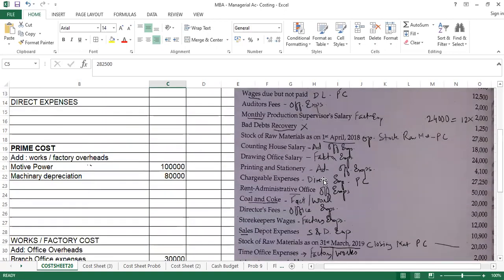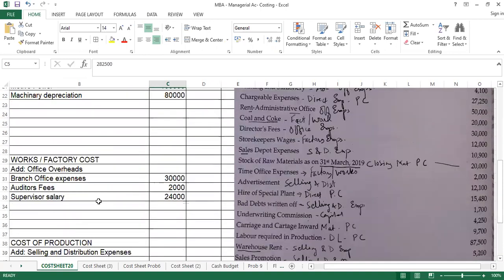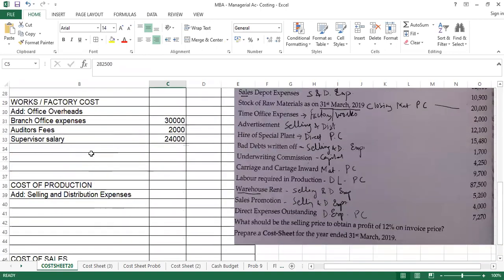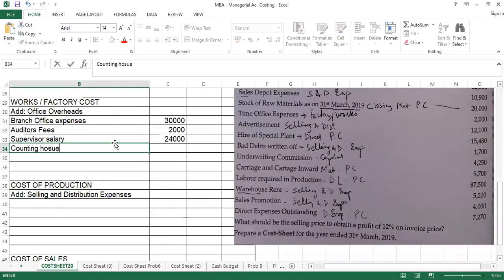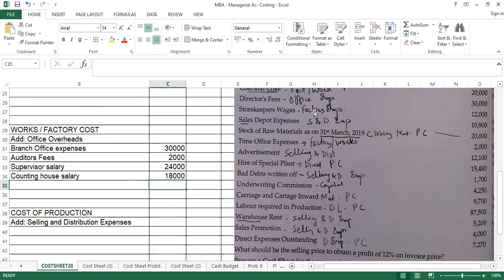Yes. After 27,800, we have counting house salary, that is admin expense, that is office expenses. So in office expenses here. Yes, this is counting house salary. What is the value of counting house salary? 18,000. Next.